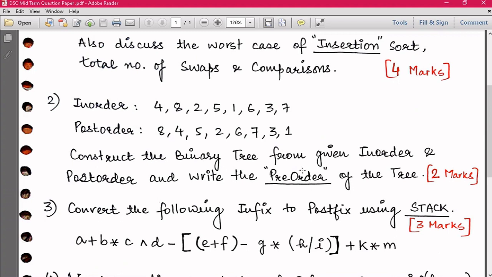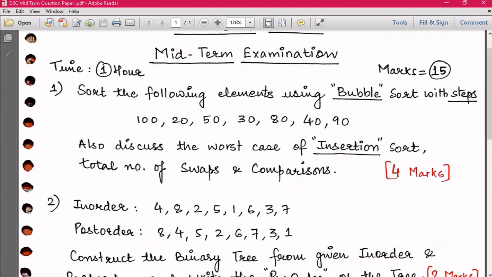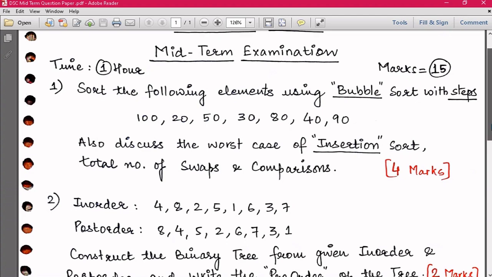After that you have to find out the pre-order of the tree. So 1 marks, or you can say 1.5 marks for your construction of the tree, and half marks for writing the pre-order, right? And here also in the first question, 2 marks for bubble sort, doing all the passes of bubble sort, or it can be 2.5 as well, and 1.5 marks for the discussion of the worst case of insertion sort, right?